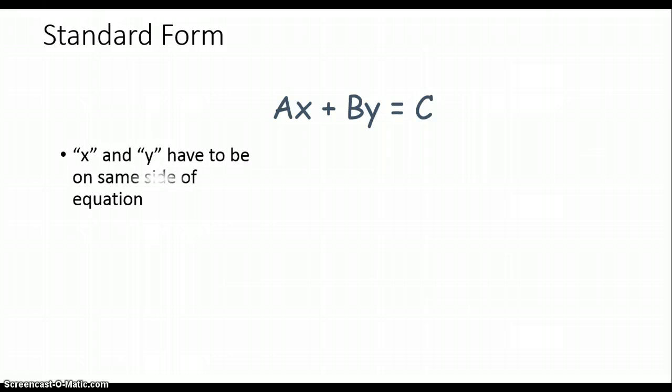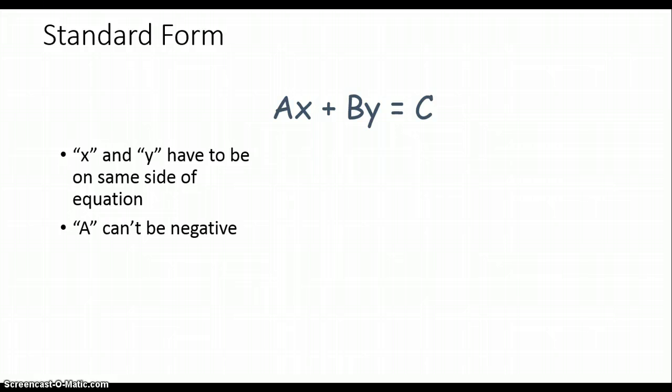Well, let's talk about standard form. It's another form of a linear equation, but it looks a little different from slope-intercept form. Standard form always looks like ax plus by equals c, where x and y are still going to represent coordinates of an ordered pair. You may have noticed in this form that x and y are on the same side of the equation. This has to be true for a linear equation to be written in standard form.